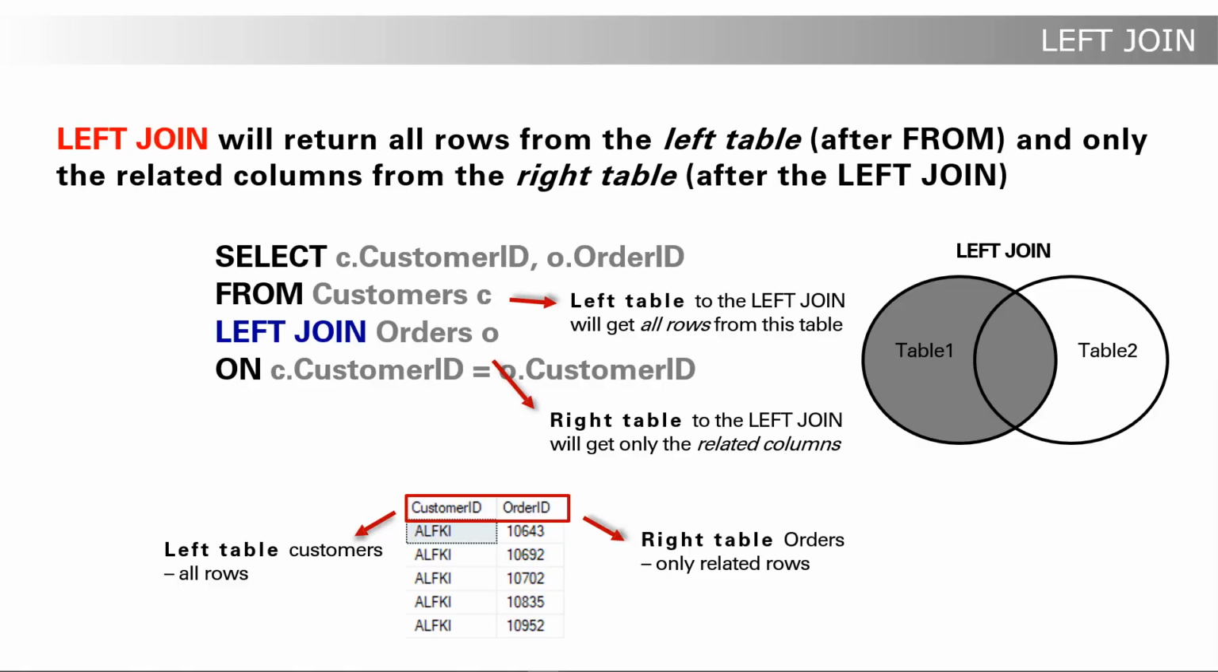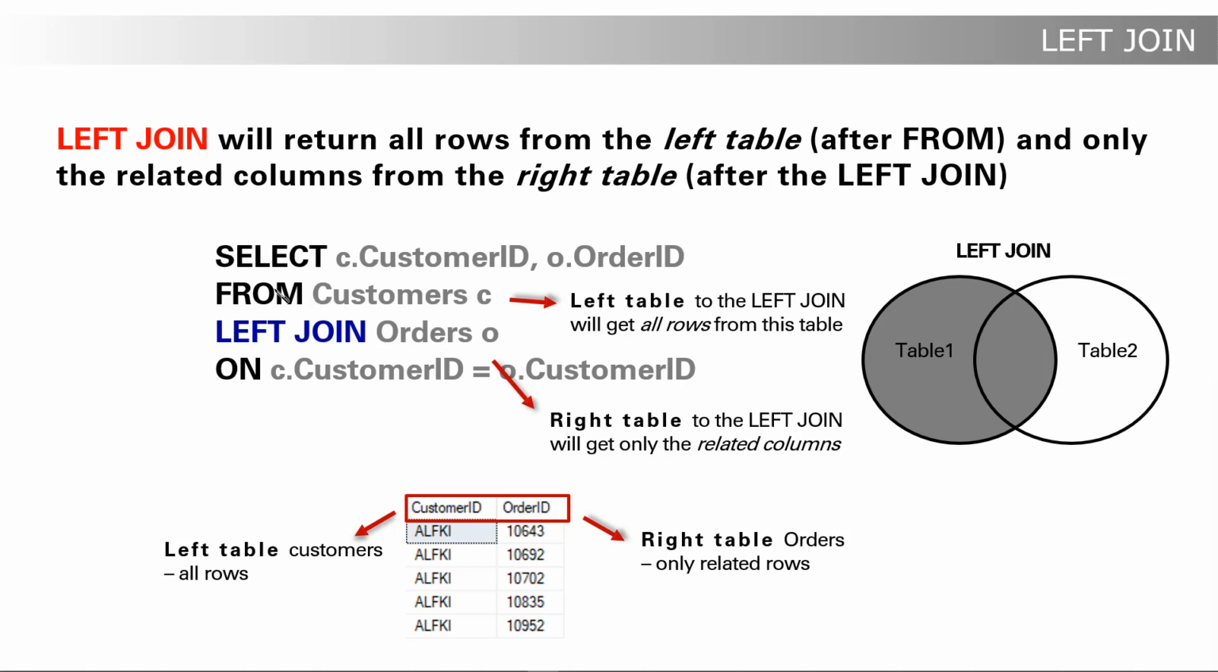In this lesson, we will learn about the left join. Left join will return all rows from the left table, that is after the FROM, and only related columns from the right table after the left join.